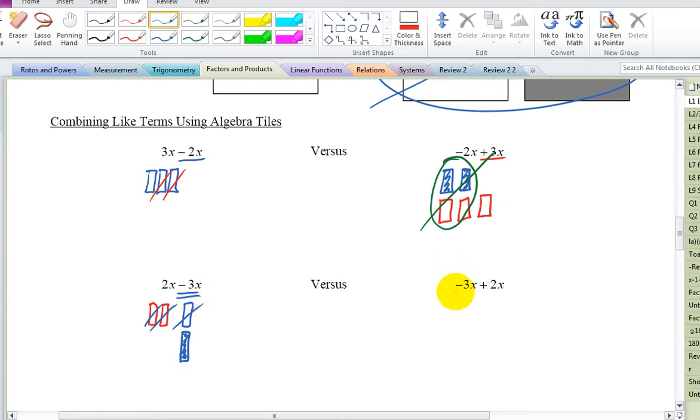Compare that to this, minus 3x. So we're going to start with minus 3x, and what we're going to do is add 2x. Okay? So what we do is we add 2x. And there's zero pairs forming, they get removed, and your answer is the same.